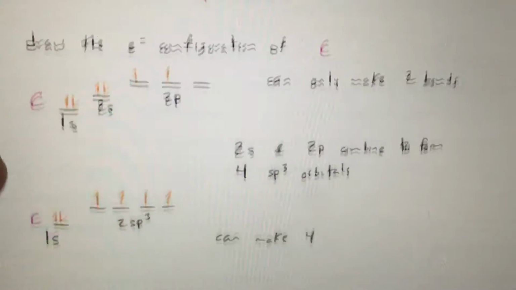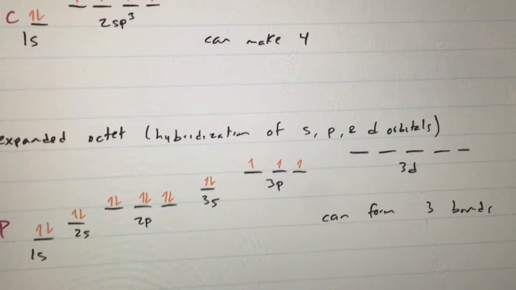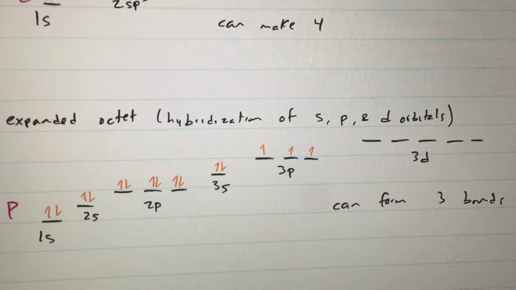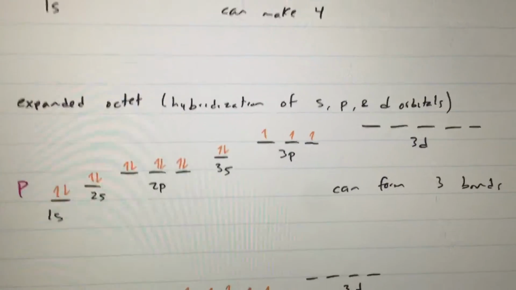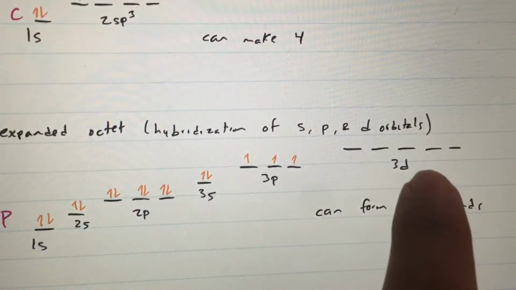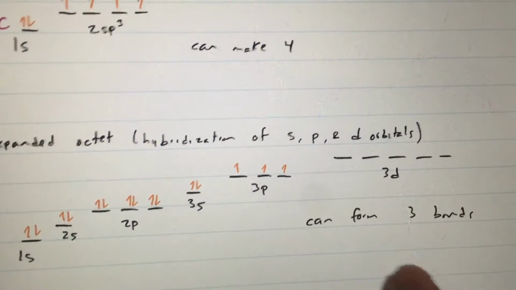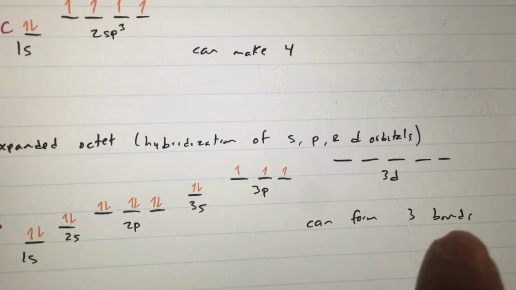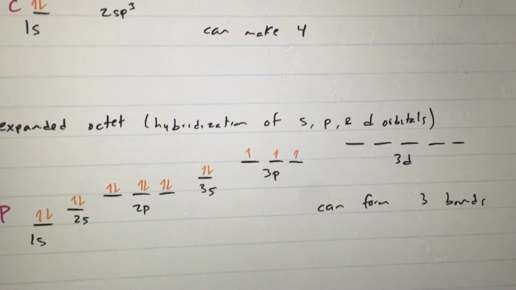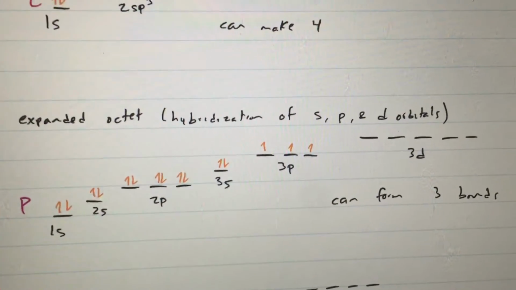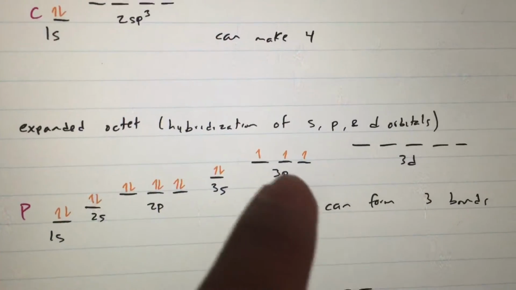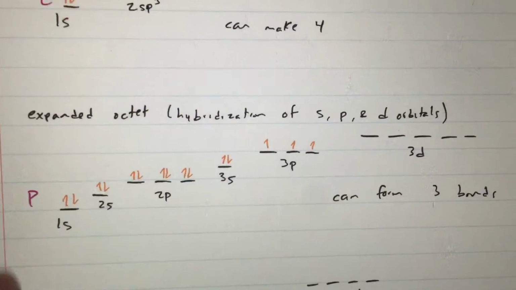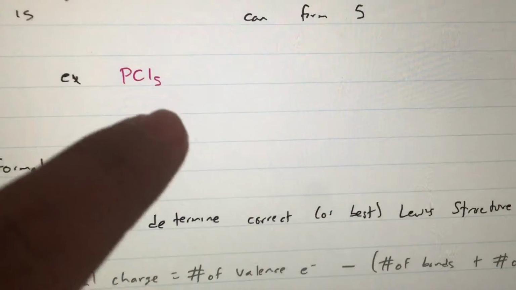Now let's look at something that has an expanded octet, like phosphorus. So this will be the electron configuration for phosphorus. And the reason why we have the 3d orbitals is because we are at the 3rd energy level, and d orbitals exist starting at the 3rd energy level. Based on this electron configuration, we see that phosphorus can only make 3 bonds. Yet we have compounds such as PCl5.